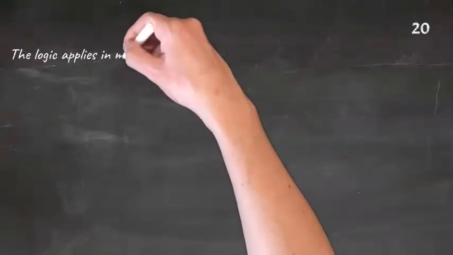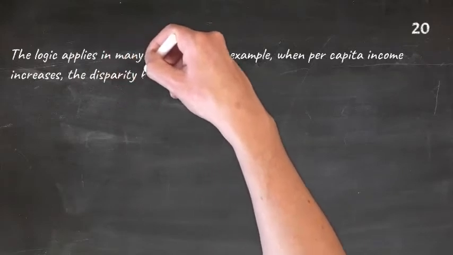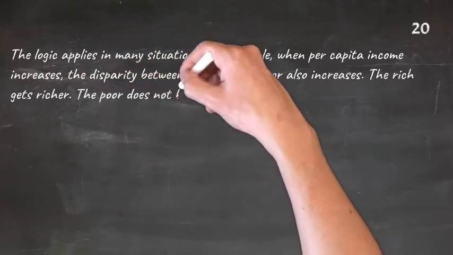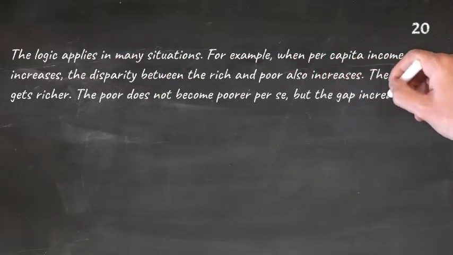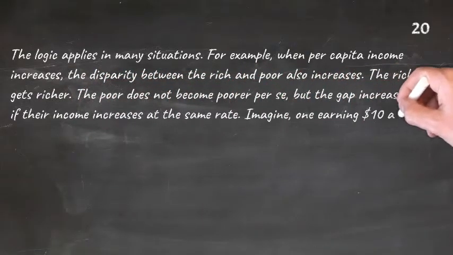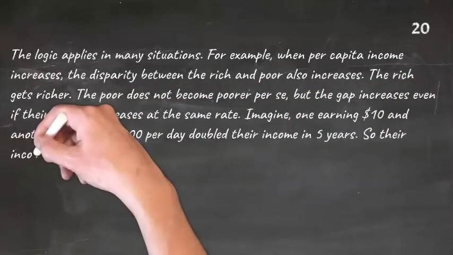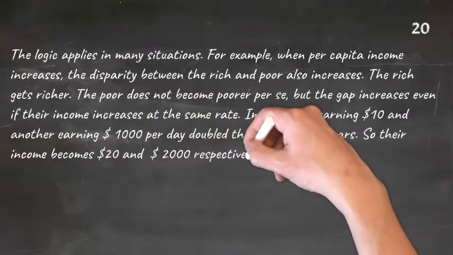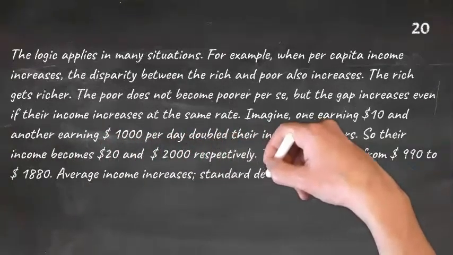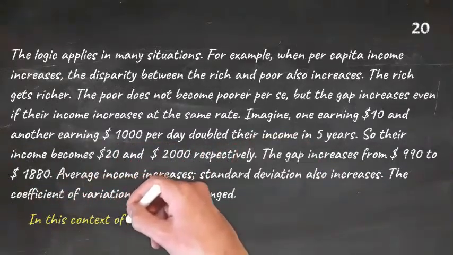The logic applies in many situations. For example, when per capita income increases, the disparity between the rich and poor also increases. The rich gets richer. The poor does not become poorer per se, but the gap increases even if their income increases at the same rate. Imagine, one earning $10 and another earning $1,000 per day doubled their income in 5 years. So their income becomes $20 and $2,000 respectively. The gap increases from $990 to $1,880. Average income increases, standard deviation also increases. The coefficient of variation remains unchanged.